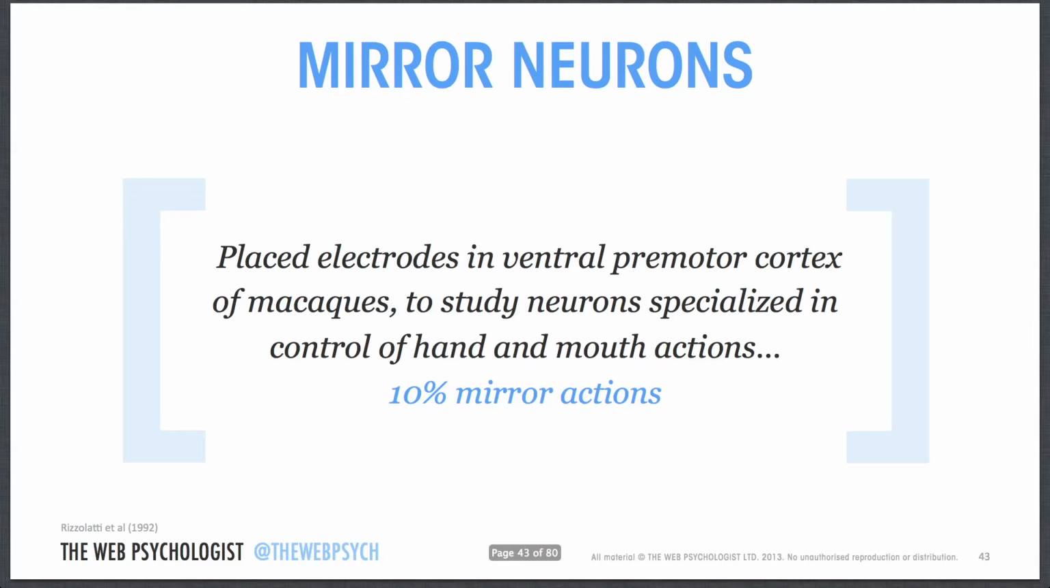Okay, how many here have heard of mirror neurons? Good, good, educated crowd, go Brighton. Okay, so for those of you who don't know about mirror neurons, it's a very exciting field. So Rizzolatti and his colleagues, an Italian guy at the University of Parma in the 1980s and 90s, were doing studies on motor neurons of macaque monkeys.